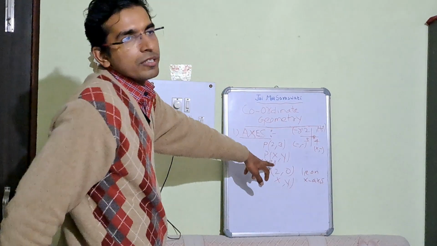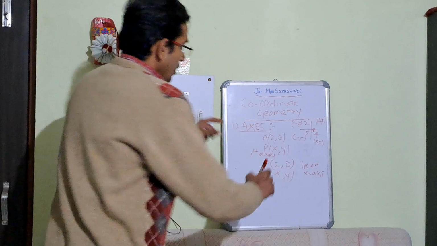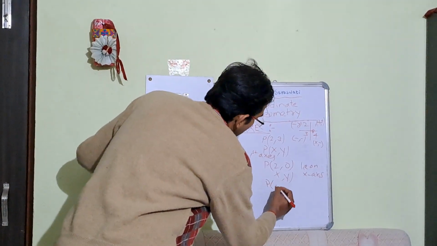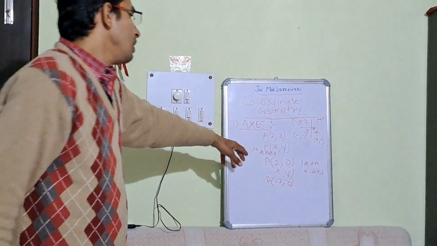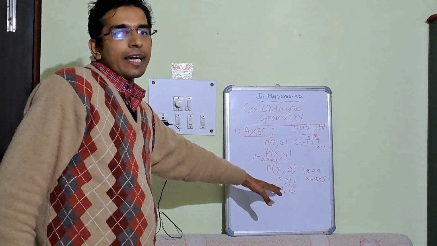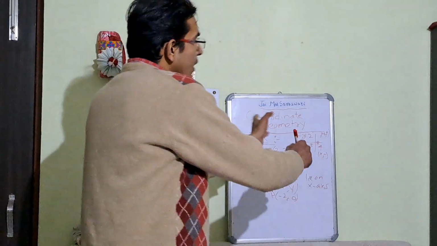And x is positive, so it will lie on the positive direction of the x-axis. In this case, if it is given P minus 2, 0, the x value is negative. So x value will be negative here. In which direction? It will be on the left side.